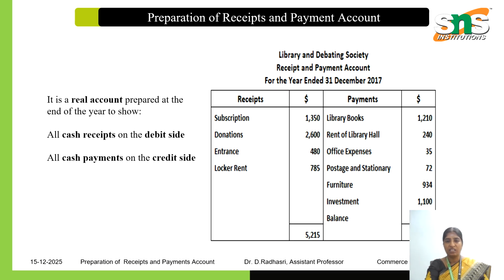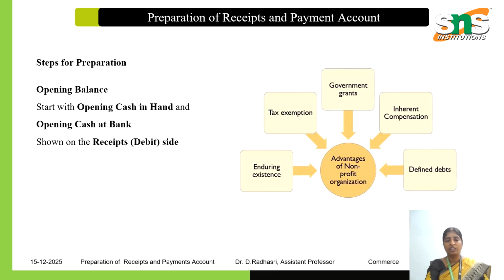Next, we have seen what is the debiting and what is the crediting. The subscription and the cash receipt are taken on the debit side, and the cash payment on the credit side. In that process the receipt is handled on the debit side. In that way the opening of the cash in hand and the opening of the cash at bank should come in the income, that is the receipt and payment.